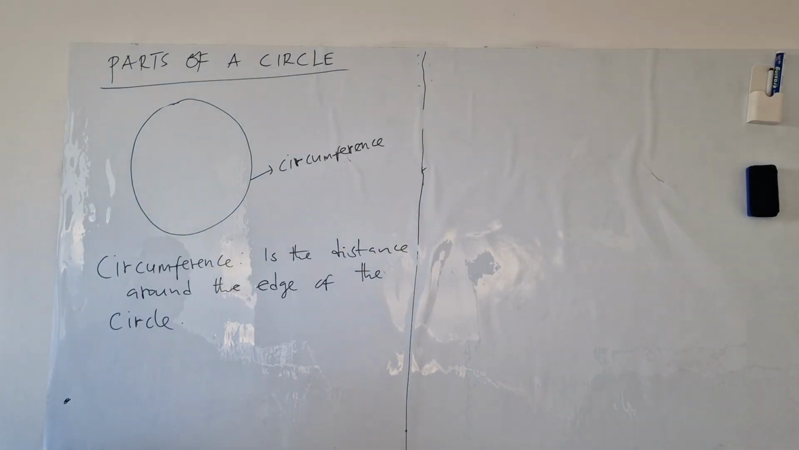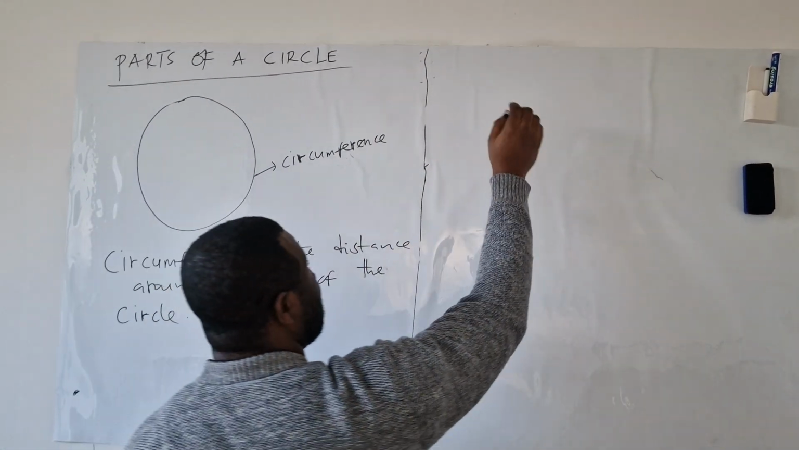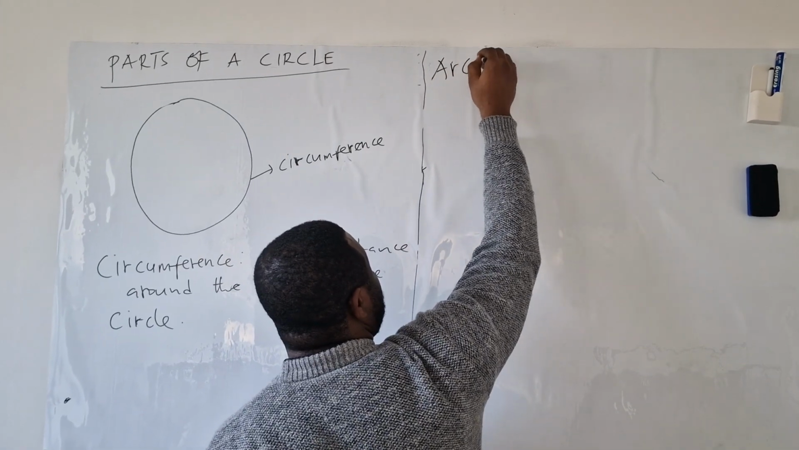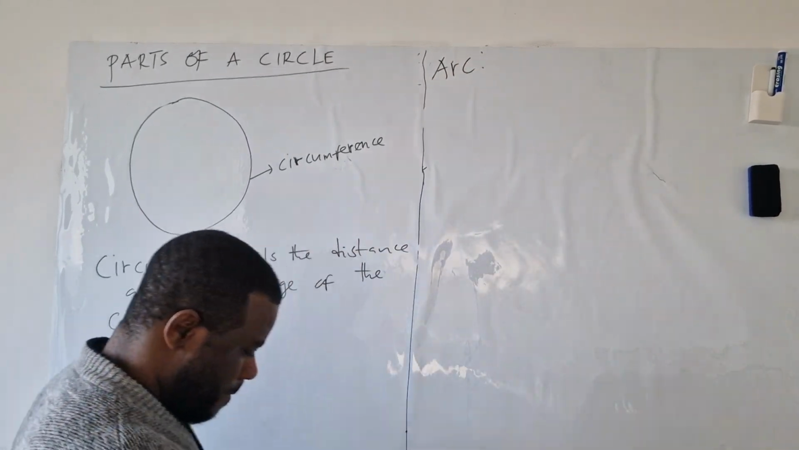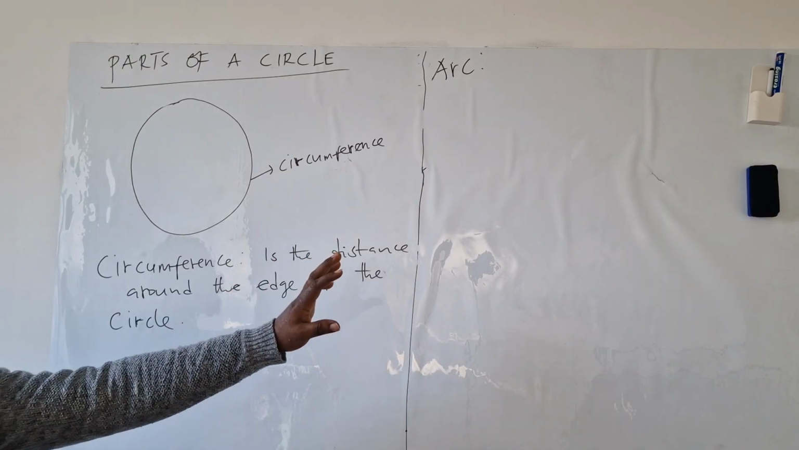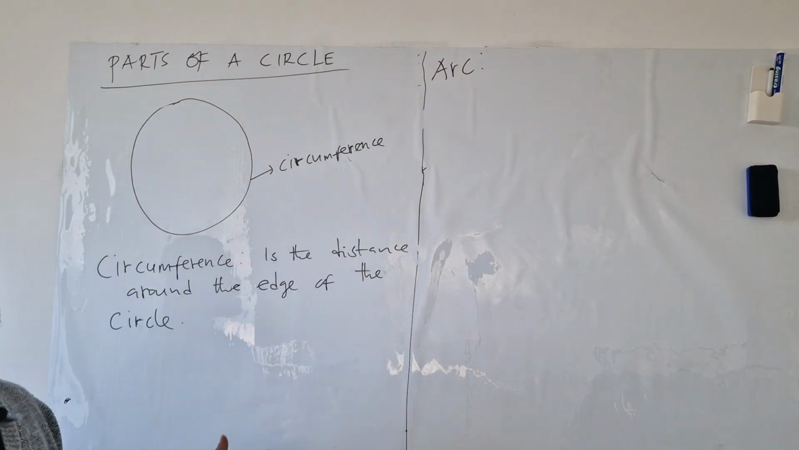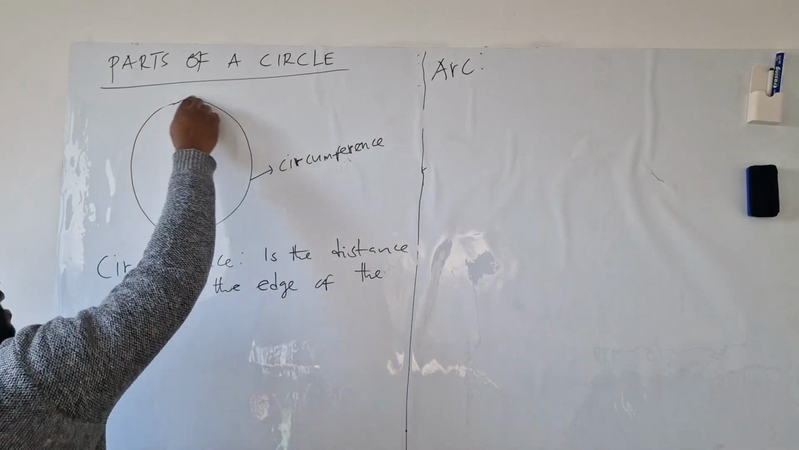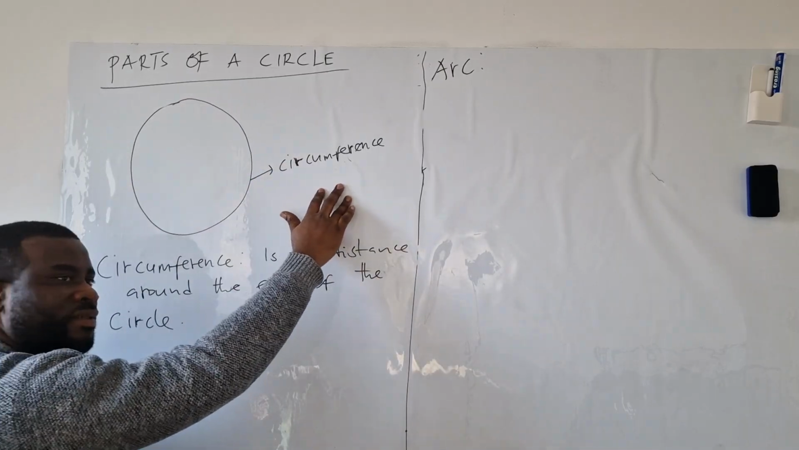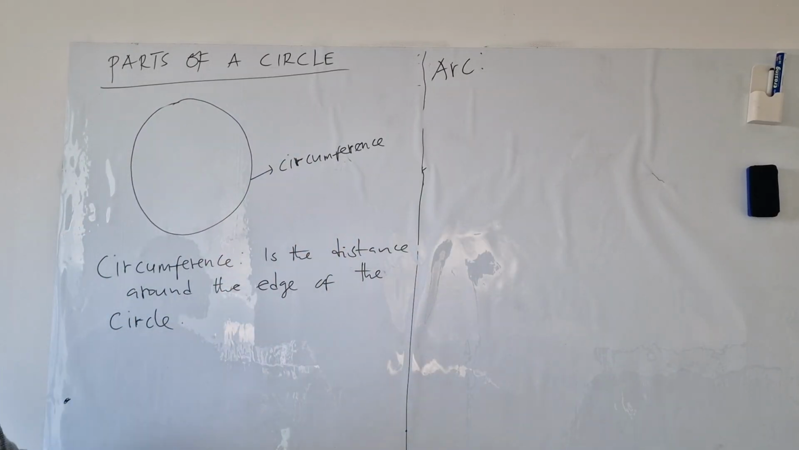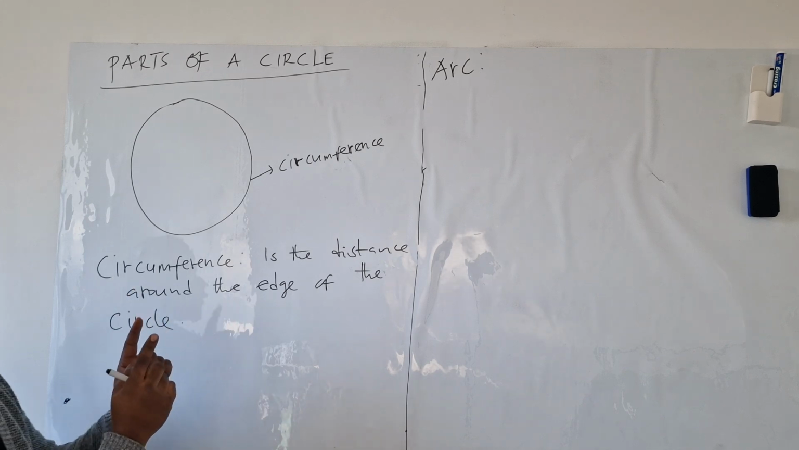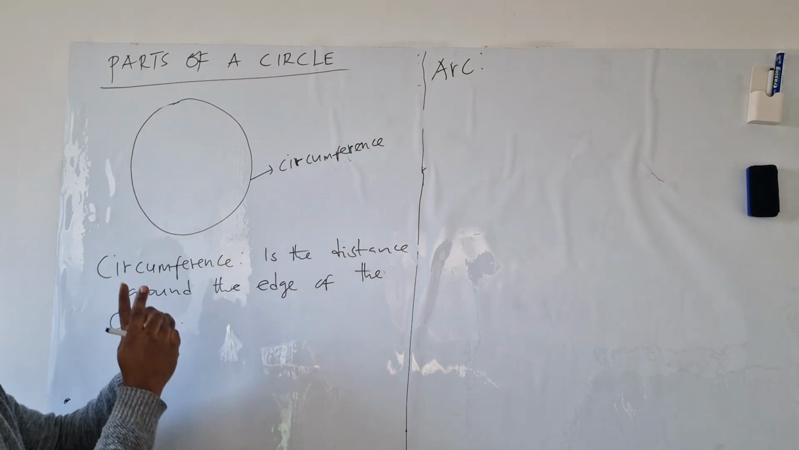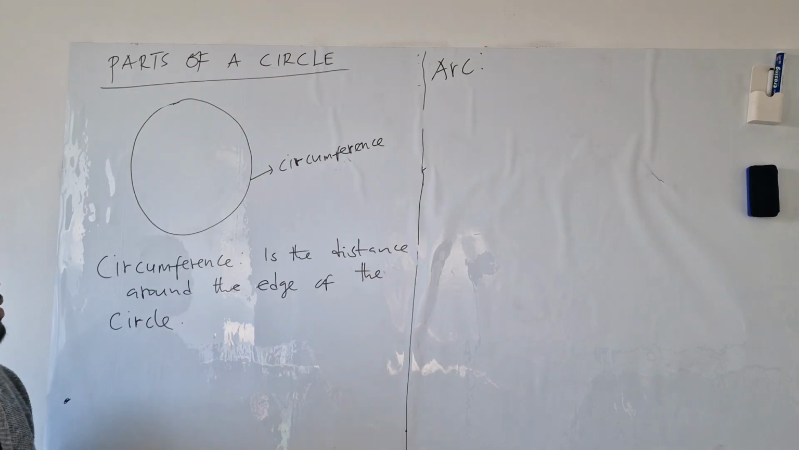Now the next thing to look at is arc. What is an arc of a circle? Now, we said that this whole distance around the edge is the circumference. When we consider a portion of the circumference, it becomes an arc.